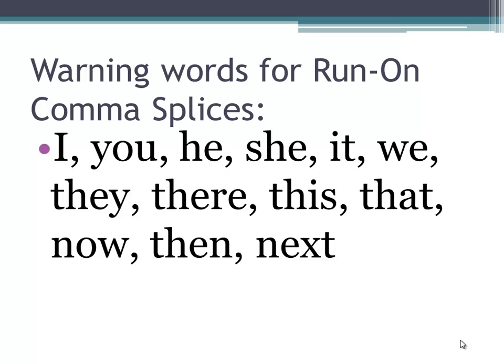Here are a few warning words for run-on comma splices. I, you, he, she, it, we, they, their, this, that, now, then, and next. So obviously you can see a lot of the T demonstrative words. They, their, this, that, then. They demonstrate something, but most of the time we put a comma before them thinking that it's the place for a pause.